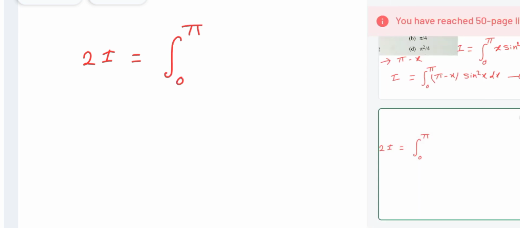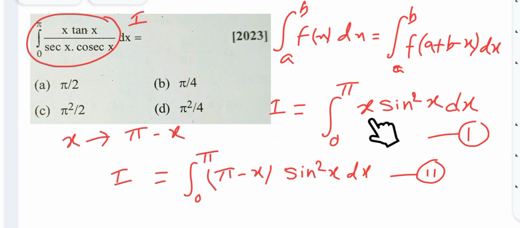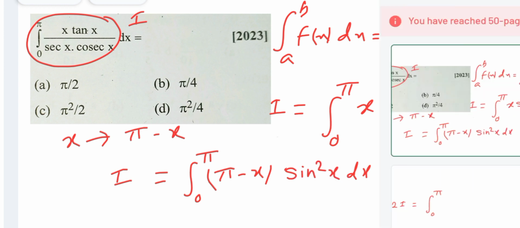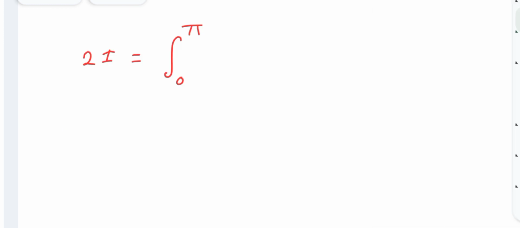So the left side is 2I, and on the right side the limit is the same, so I will write 0 to pi. And if you see carefully, this is x sin square x. If you break this, it will be pi sin square x minus x sin square x. Or another way, I can say sin square x is common, so I will take sin square x as common.